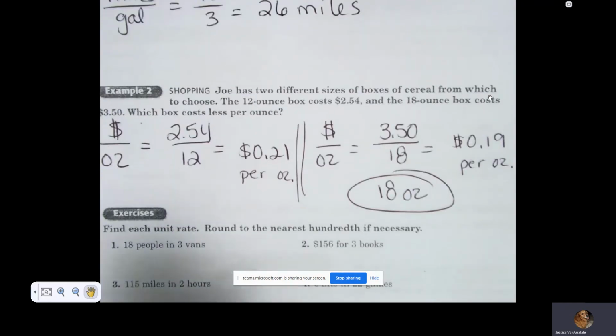Usually the bigger boxes, like if you're going to buy cereal, they're going to give you a little bit of a deal. Well, I just guessed it because it was $3.50 and the other was $2.54. Yeah, we have to show the math. We can't just guess. This is why you have to show your work.